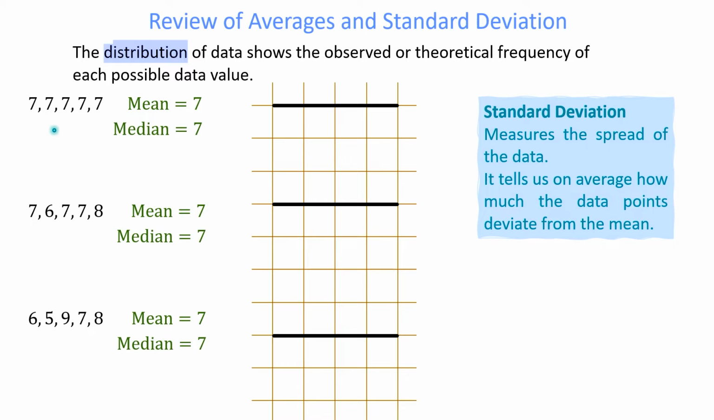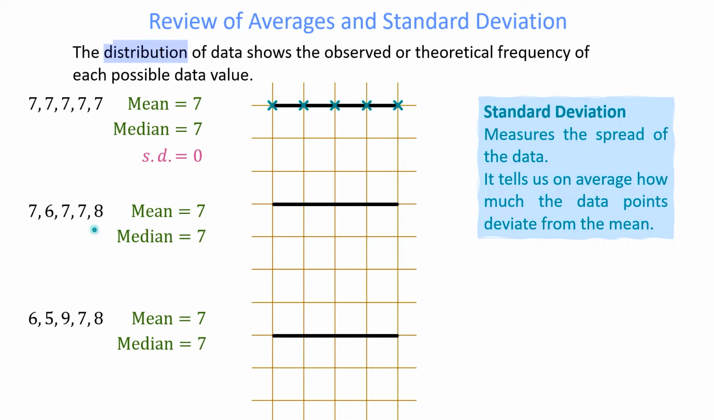Now let's look at the first data set. We want to know how these data points are distributed about this mean. Well, you can see they all lie on the mean 7. They don't deviate from the mean. There is no spread here. So we'd expect the standard deviation to be 0. This means on average, these data points deviate 0 units from this mean 7.